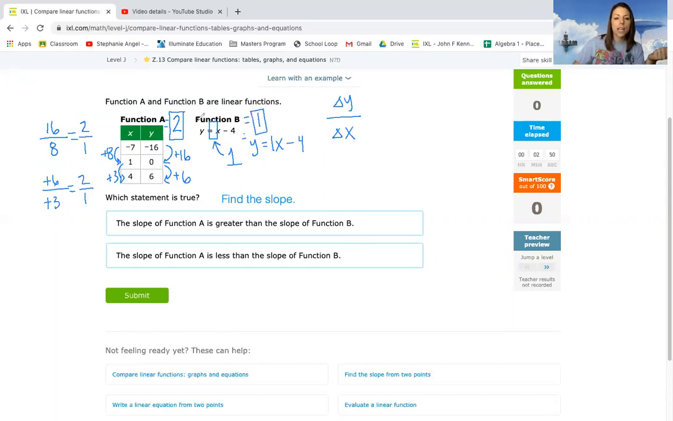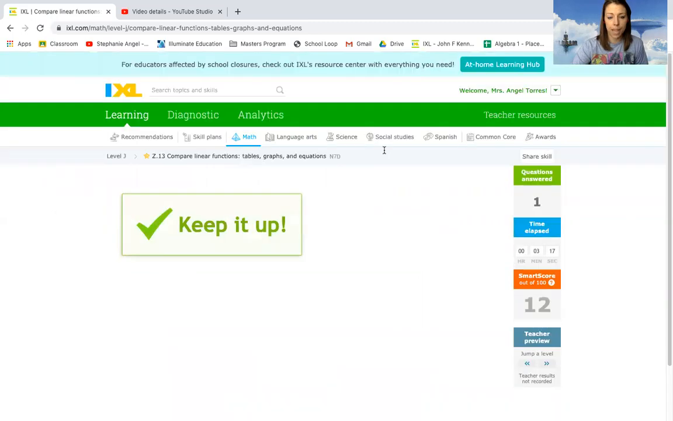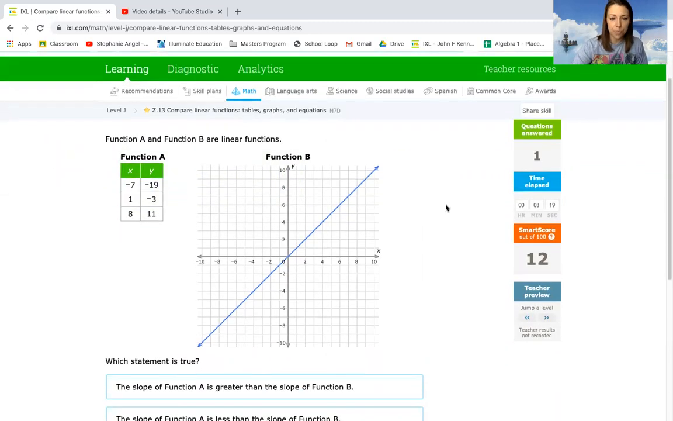So the slope of function A is 2 and the slope of function B is 1. So which of these is true? Is A greater than B, or is A less than B? Well, 2 is greater than 1, so we know our answer must be the first one here. The slope of function A is 2, the slope of function B is 1, so the slope of function A is greater than the slope of function B. Let's see if that's correct. And it is, awesome. Okay, now here we go.